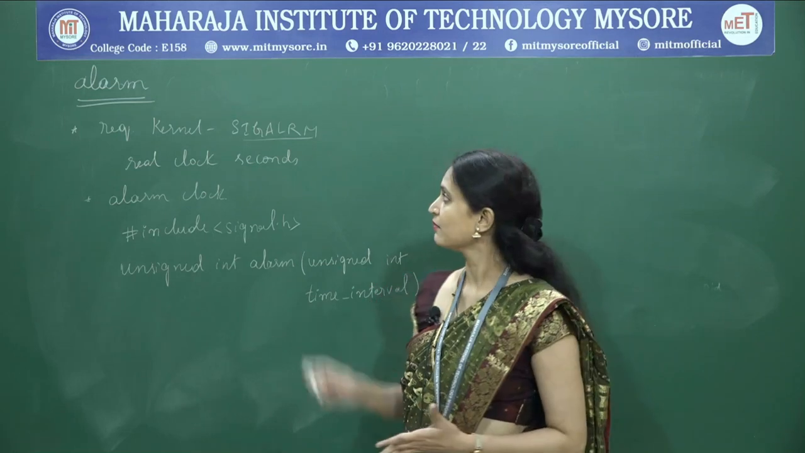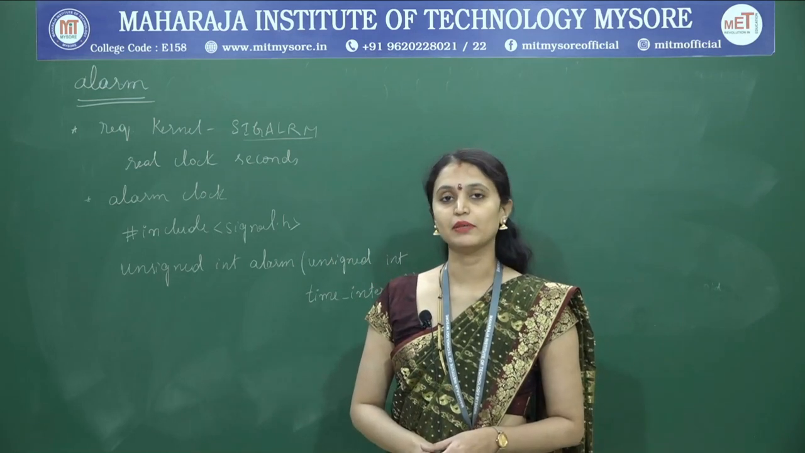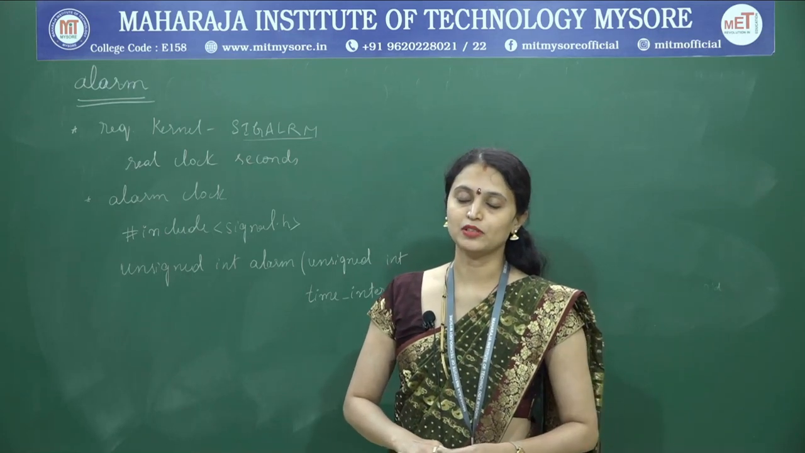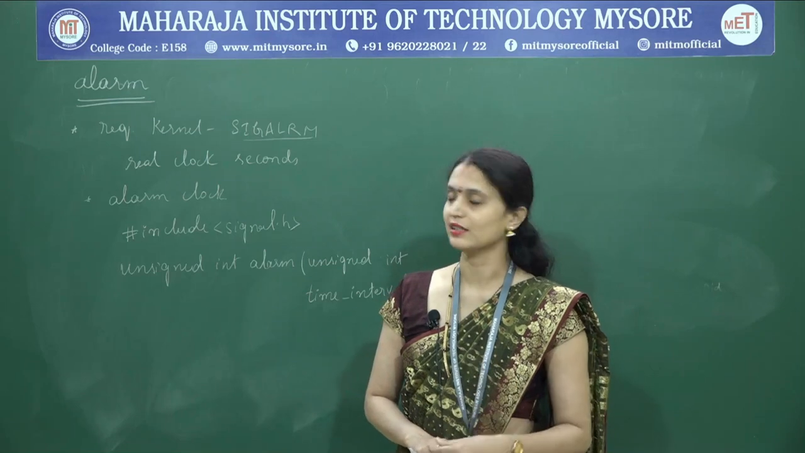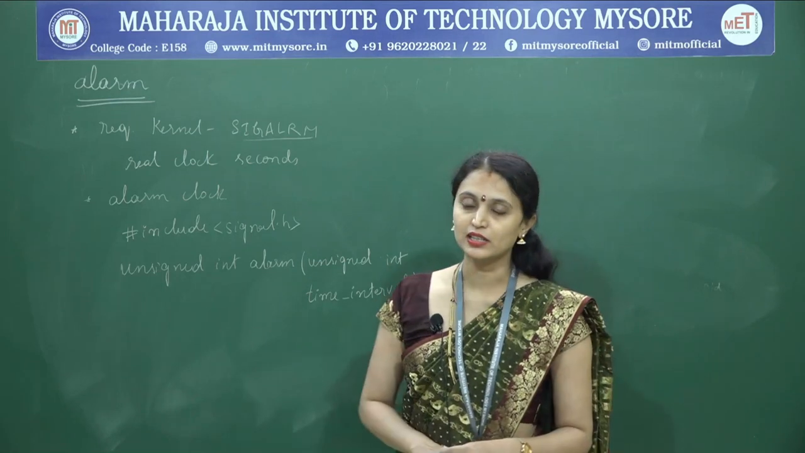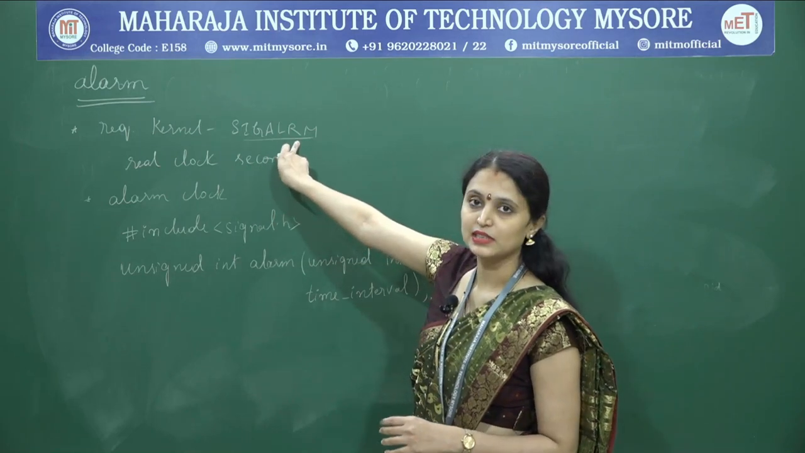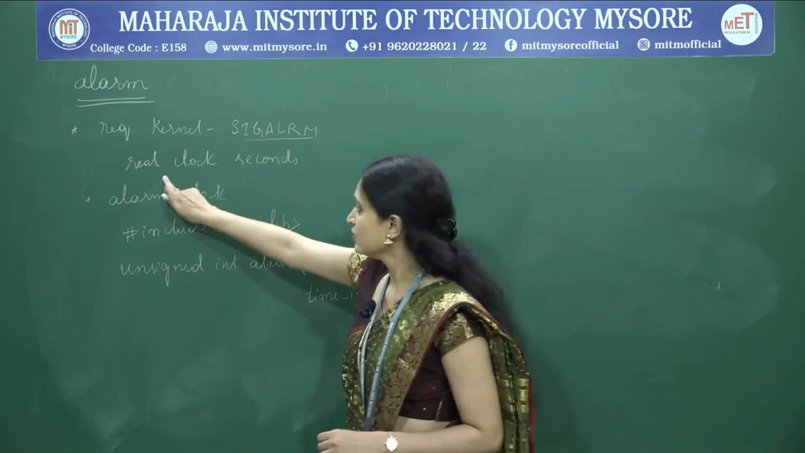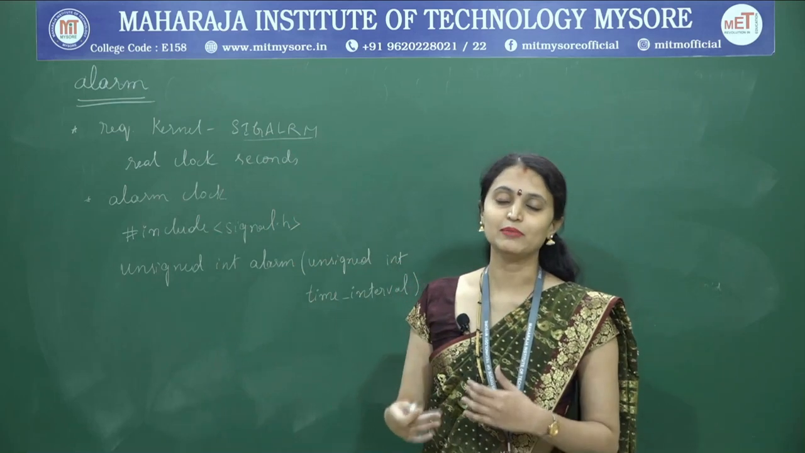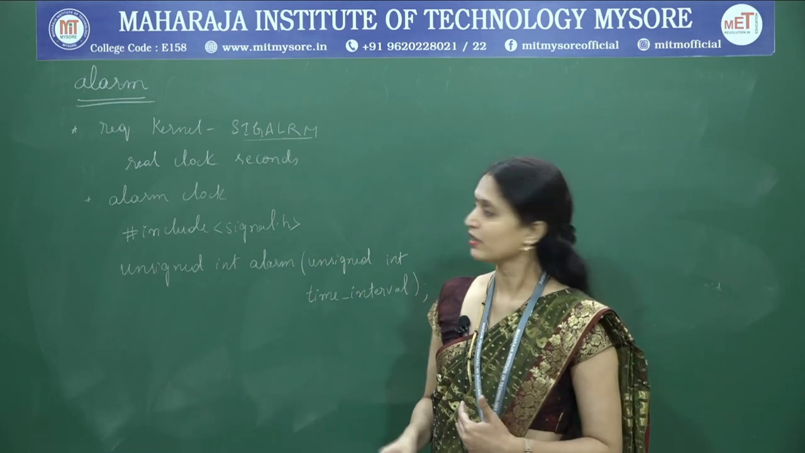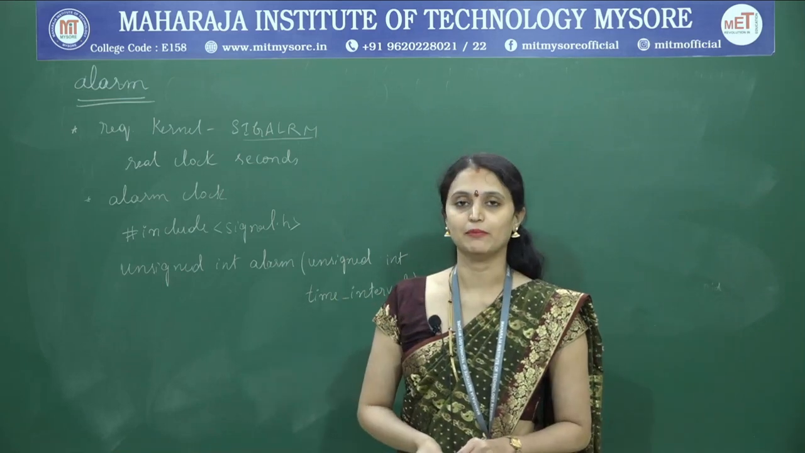So that signal is nothing but the alarm API. That can be done by using the alarm API. I will repeat once again. Suppose the process wants to get the signal, that means the process will request the kernel to send the SIGALRM signal after a certain number of real clock seconds. Then the process can make use of the alarm API.